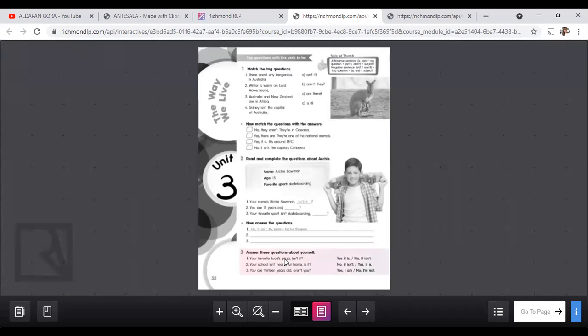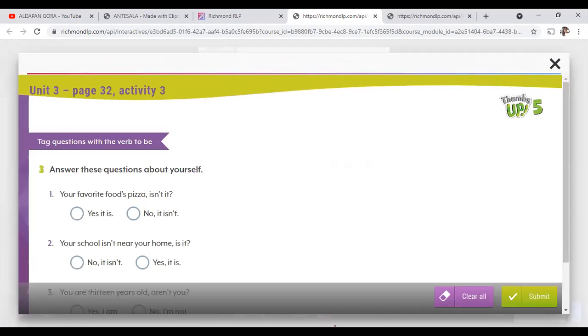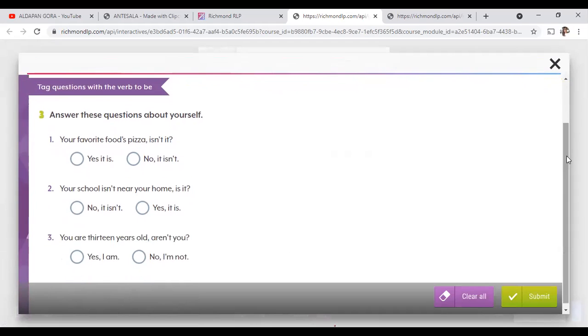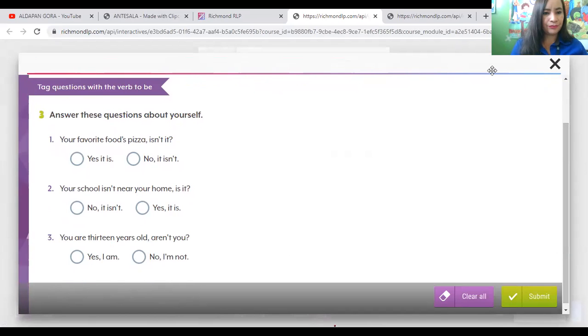The last for this page. This is the last activity for this page. You have to answer these questions about yourself. Answer the questions about yourself. Number 1, your favorite food is pizza, isn't it? What is your answer? Yes, it is. The majority of you are gonna say, yes, it is. That's my favorite food, pizza.